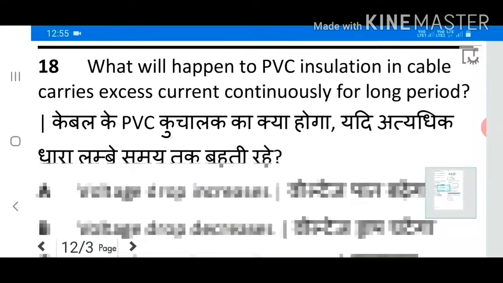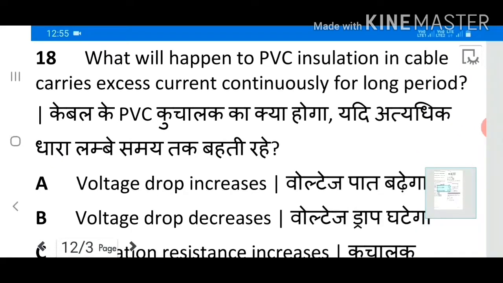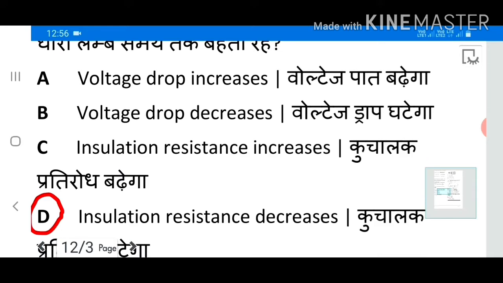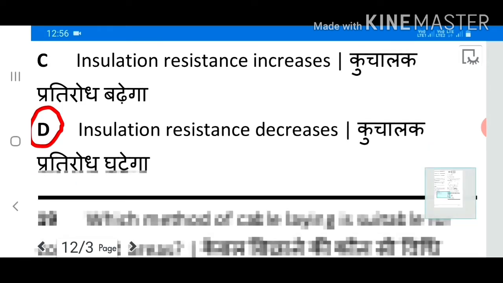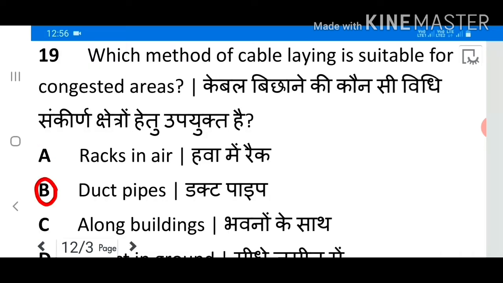18. What will happen to PVC insulation in cable carries excess current continuously for long period? Answer D. Insulation resistance decreases. 19. Which method of cable laying is suitable for congested areas? Answer B. Duct pipes.